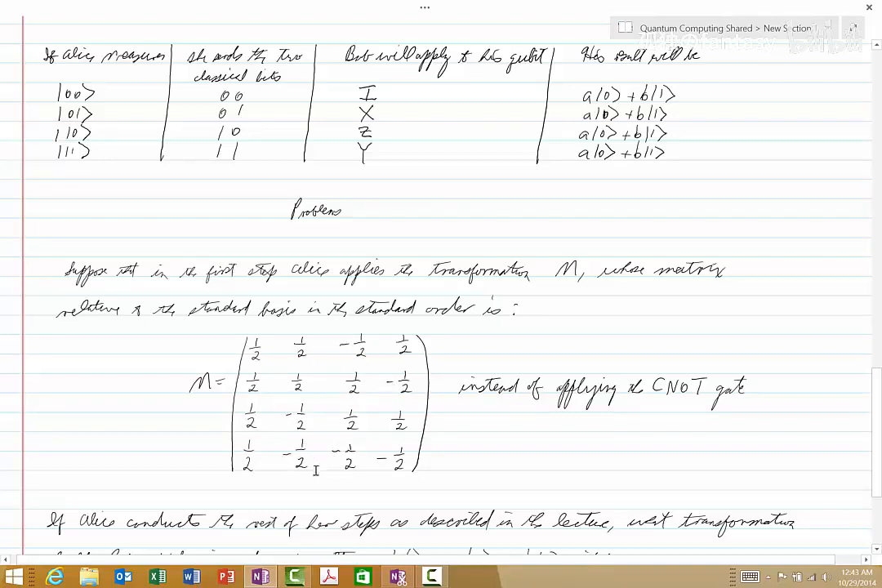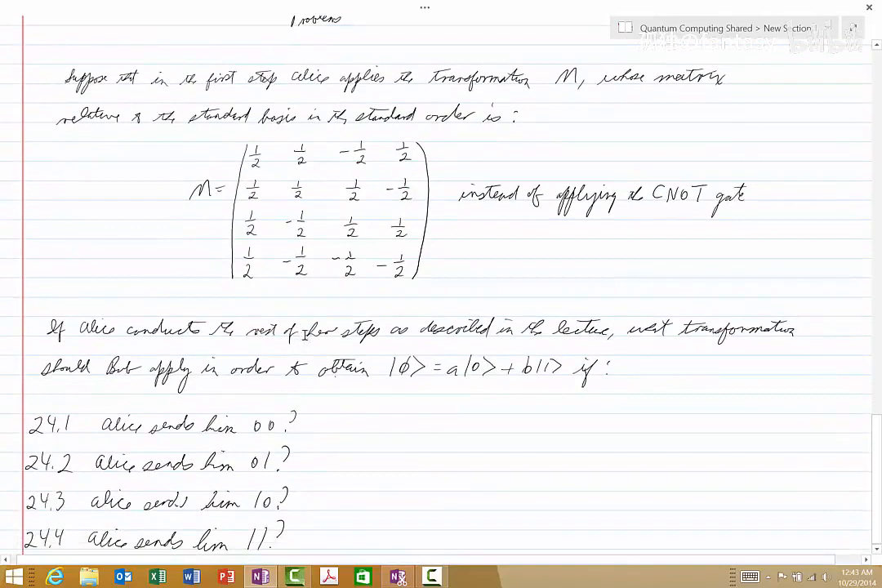So now we're supposing that Alice uses this instead of the C0 gate in the quantum teleportation algorithm, and lo and behold, we found out that if she does that, and Bob wants everything, remember we said the question here was, if Alice conducts the rest of her steps as described in the lecture, what transformations should Bob apply in order to have the desired result here, that the unknown state is indeed teleported from Alice to Bob?